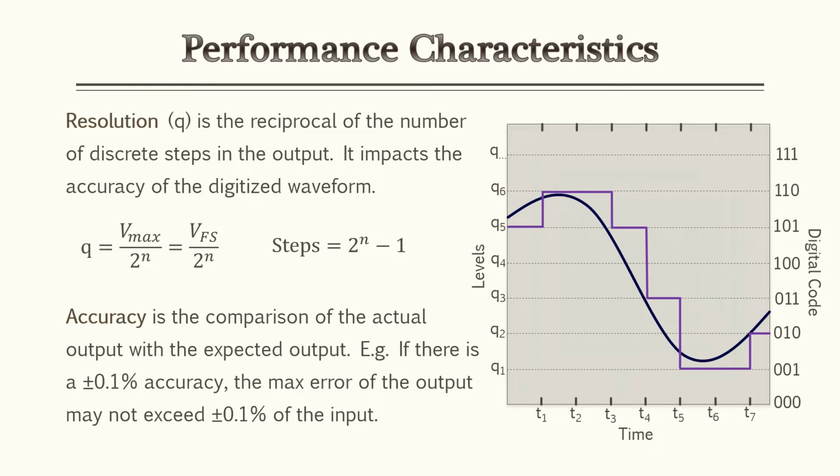So the higher the number of bits, the better. This also coincides with accuracy. Accuracy is the comparison of the actual output with the expected output. So all you're doing is comparing the expected with what you get. And that's where quantization error comes in.